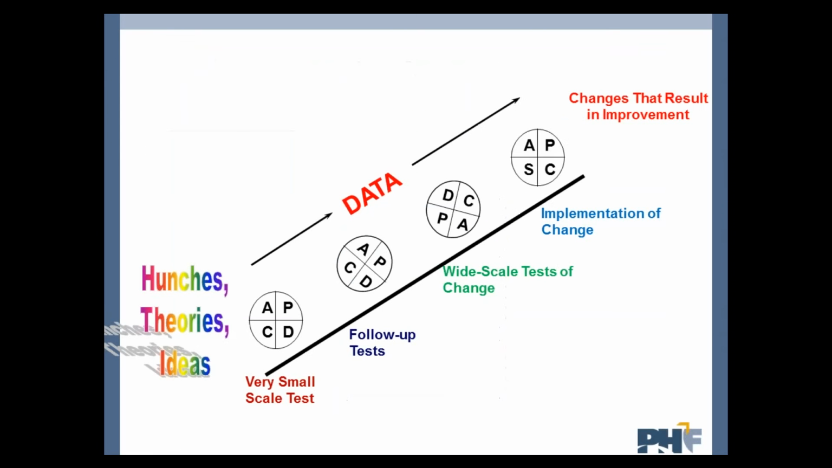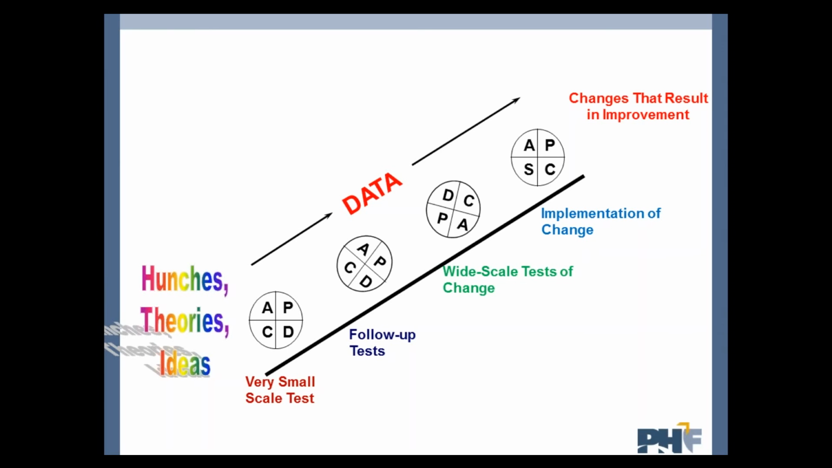So one of the things we start, as I said, we start small, think big, and scale fast. Sometimes when we start off, we have hunches. We have the theories from community guides. We have ideas that we know about, that we've heard other people talk about. So we do the PDCA cycle, very small scale tests, follow-up tests, wider scale tests. And then you can see at the top, instead of being PDCA, it becomes plan, do, plan, check, standardize, and then act in this case.